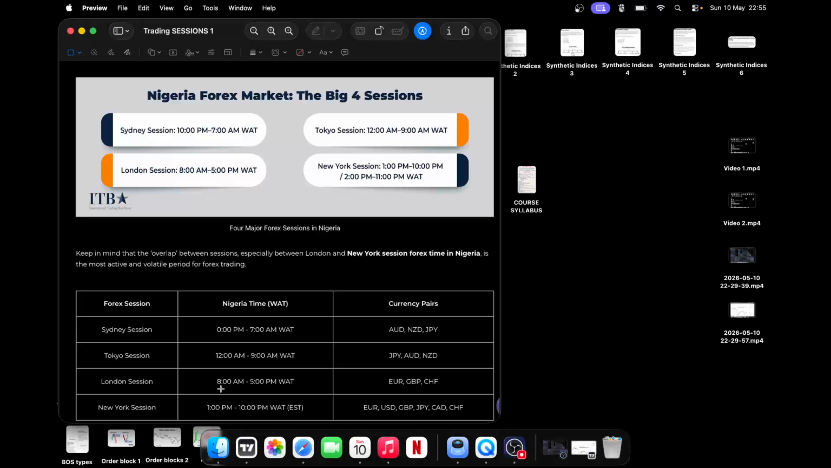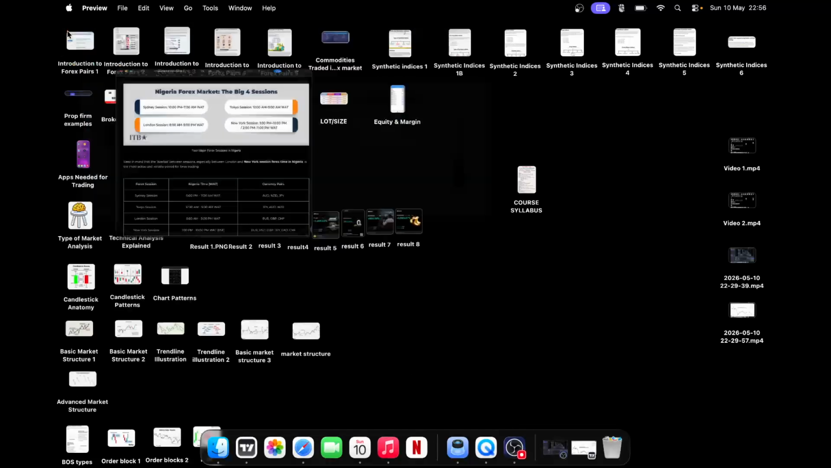You understand? Because Nigeria, I think, will be 7 a.m. when they are at 8 a.m. You understand? So New York session, you can trade from 1 p.m. Nigerian time to 10 p.m. Nigerian time. If you look at it, you see that there are some times that are overlapping. Like within this London session, which ranges from 8 to 5, once it is 1 p.m., two sessions are being traded together. Because of that, in those overlapping sessions, London and New York, there tends to be much volatility. So you can take advantage of those sessions to trade and make serious money.